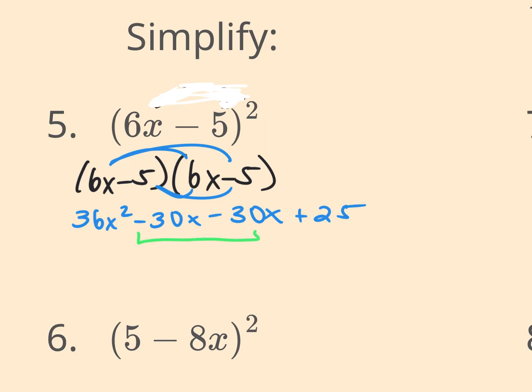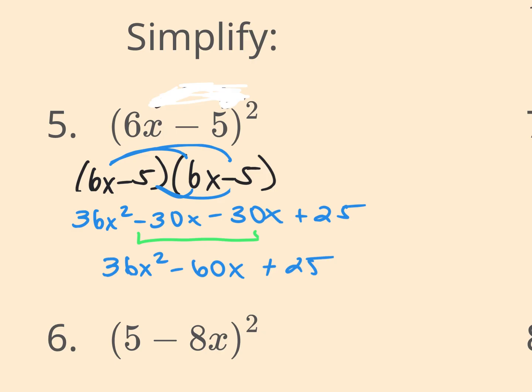What happens here in the middle? You add them. They don't cancel, guys. It doubles. You have 36x squared. What's a negative 30 and a negative 30? Negative 60x plus 25. So when you have the same terms in the parenthesis and the signs are different, when you multiply, the middle terms are going to cancel. When you have the same parenthesis, same sign, the middle term doubles.